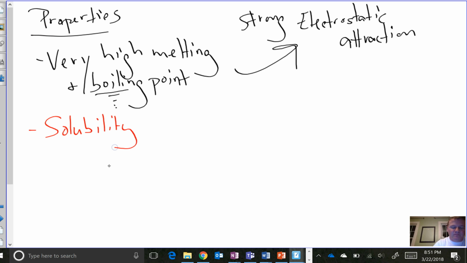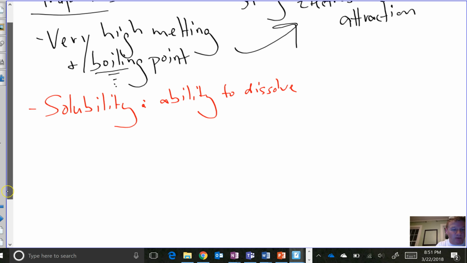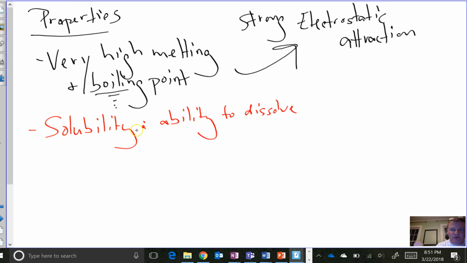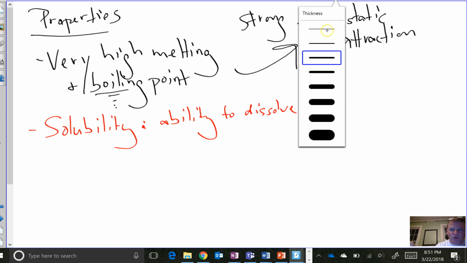Solubility. Okay, solubility is the ability to dissolve. All right, now what happens when we put salt? Let's say when I say salt, I'm referring to table salt. So what happens if we put table salt, just good old sodium chloride, in water?